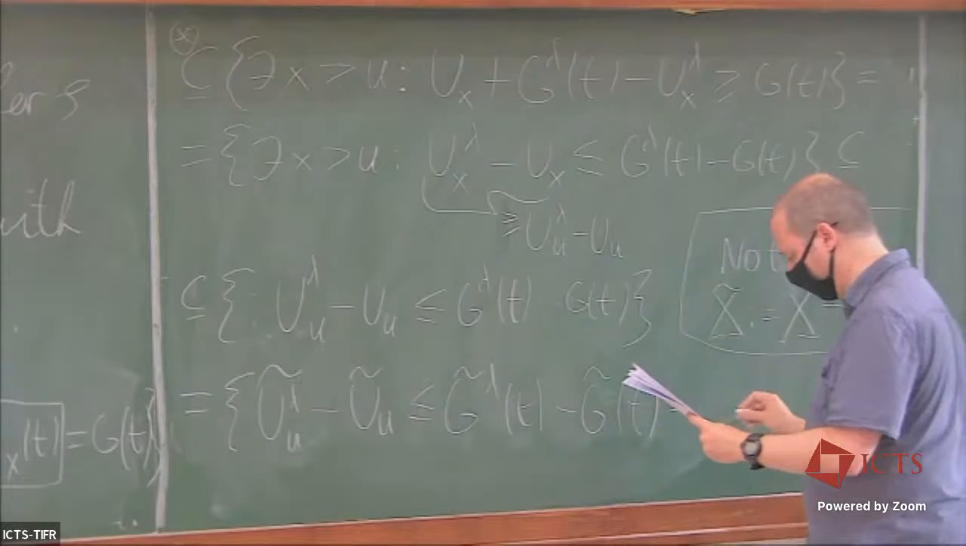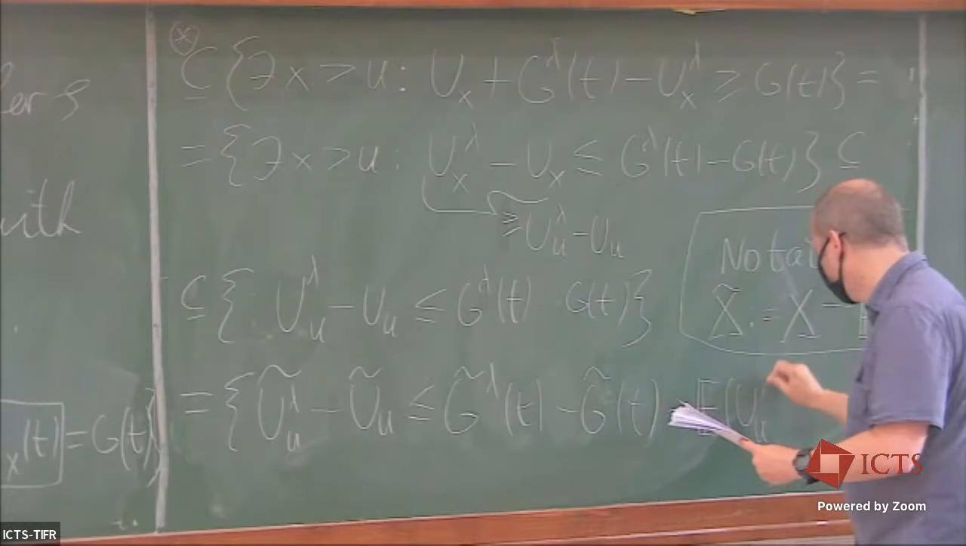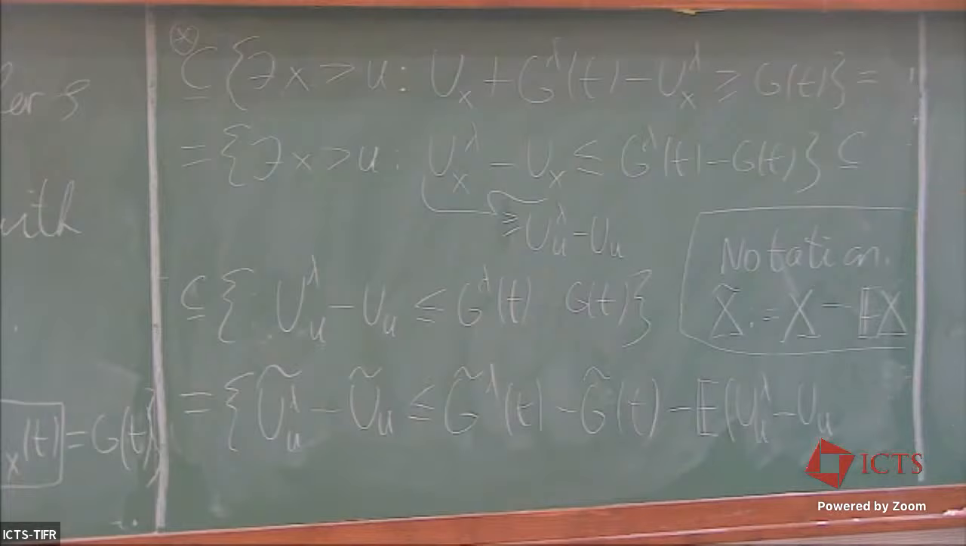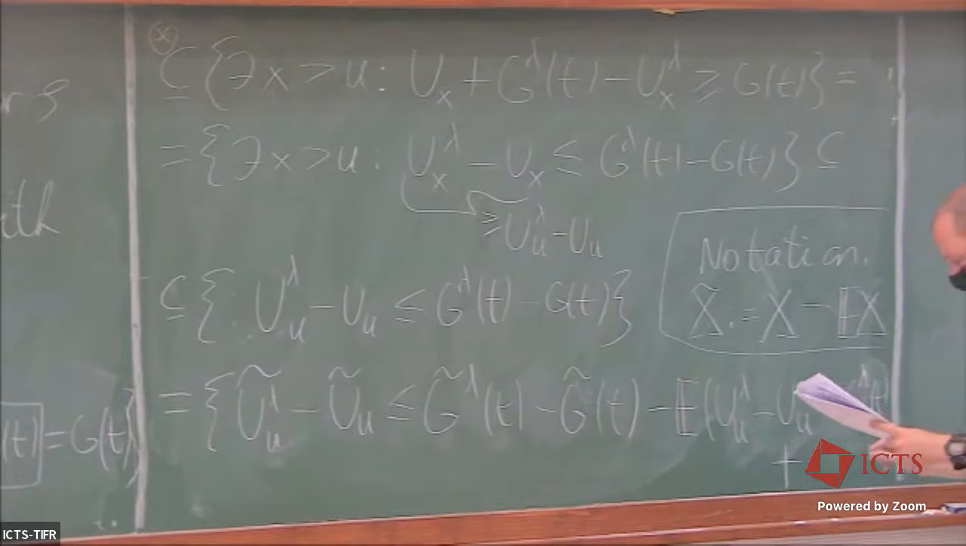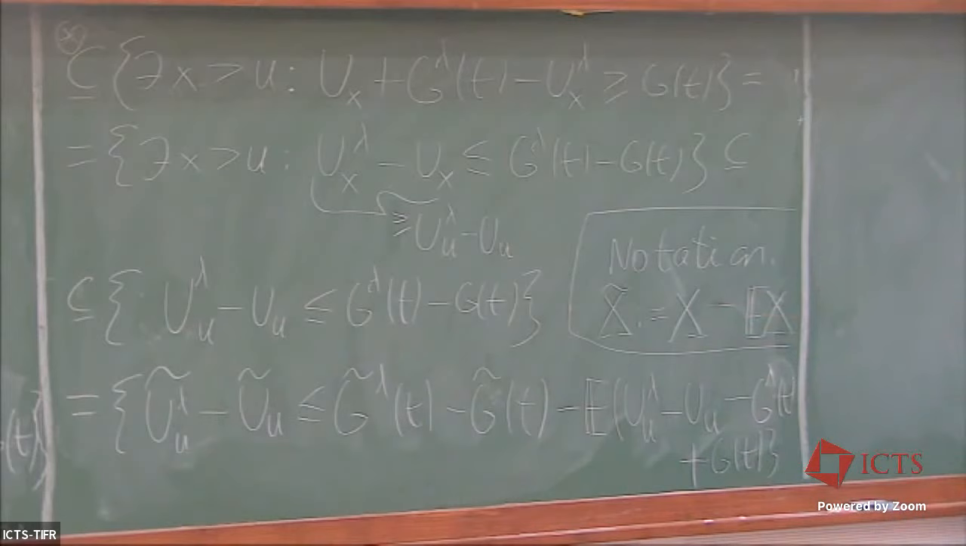So mean of U lambda minus U. And then I subtracted some means on the right hand side, so I have to add those back. Now this is adding back because I have another minus here, so minus minus is plus. I'm adding back the mean of G lambda and I'm subtracting that minus G of T. So that's what I get when I center my quantities over there. Okay, is this okay so far?